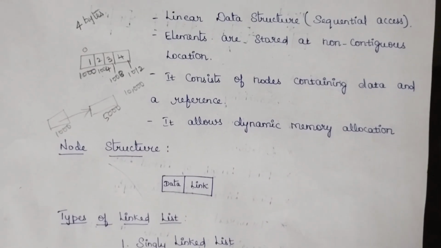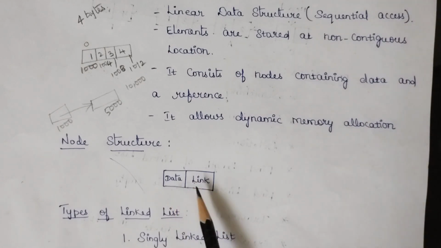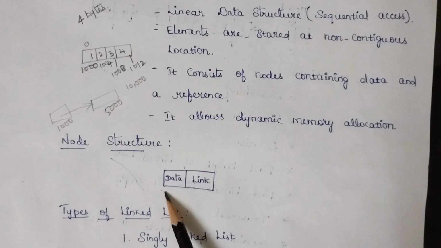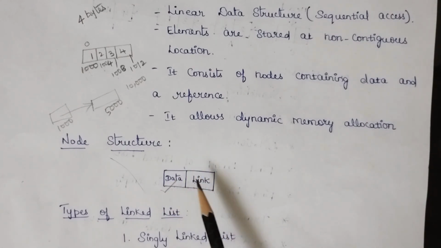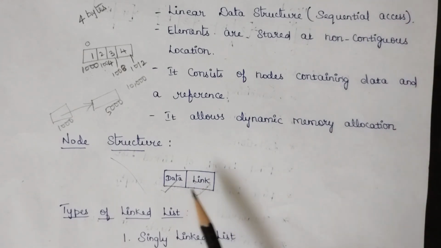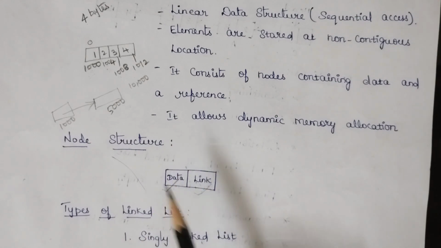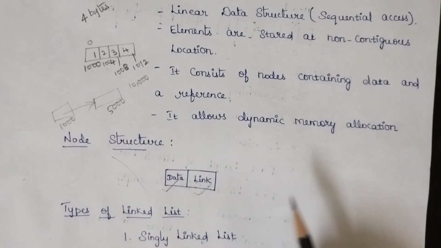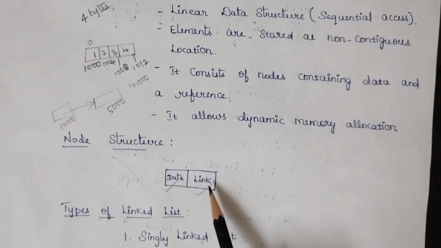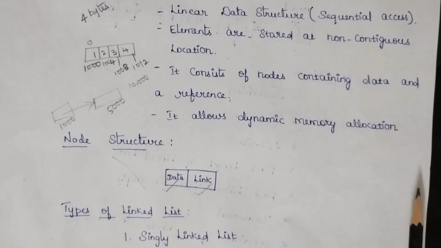Then coming to the structure of a node in a linked list. As already mentioned, a node consists of data and a reference, and here the reference is given as link. This field stores the data value, and this field stores the address or pointer of the next node in the list. Because in a linked list, nodes are not stored in a contiguous memory location, the memory location can be random. So how do you connect all the nodes? By using this reference only. You use this reference to connect the nodes.